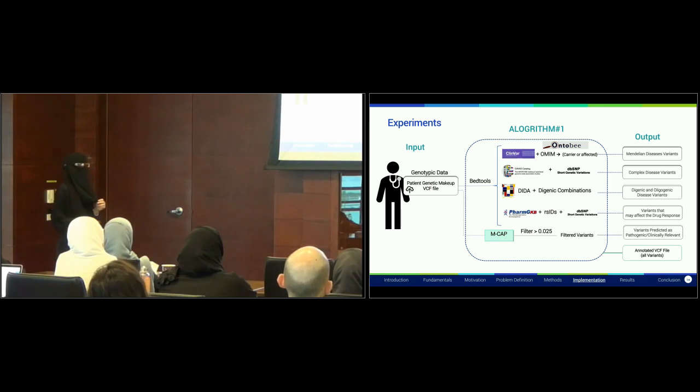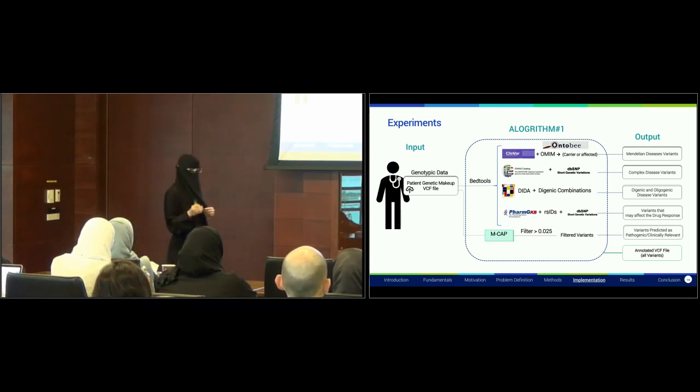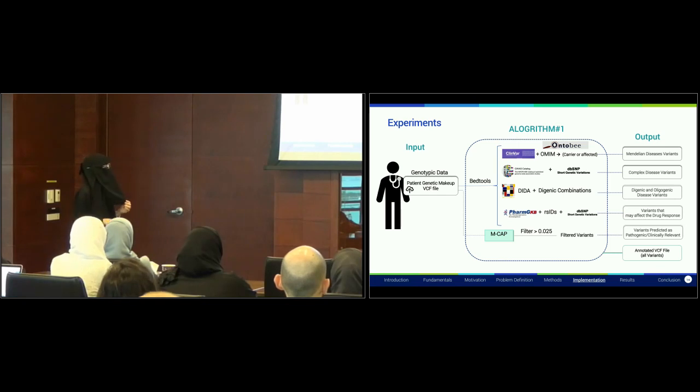And for the digenic diseases, we have a separate database that, for each digenic combination, contains all the genes that are responsible for one disease. So I give all these genes a unique ID, and then we find the overlapping genomic sections with our input file, and finally the output will be a list of variants that convey risk of digenic disease.